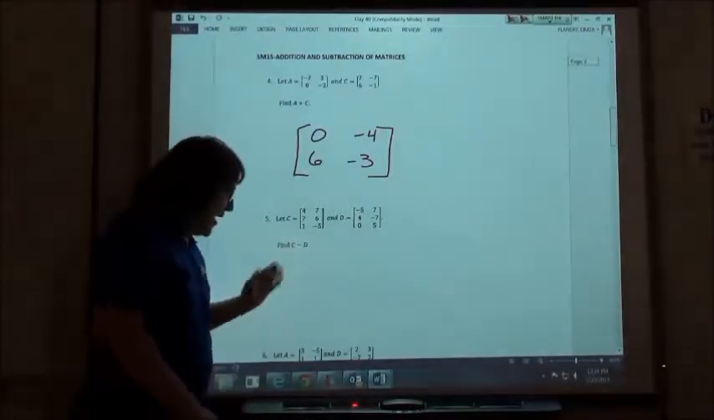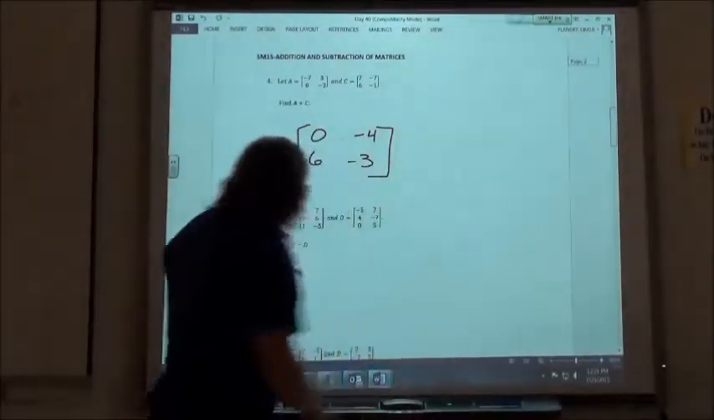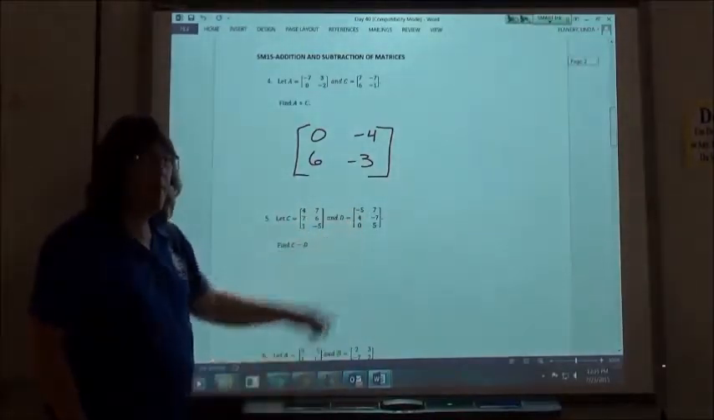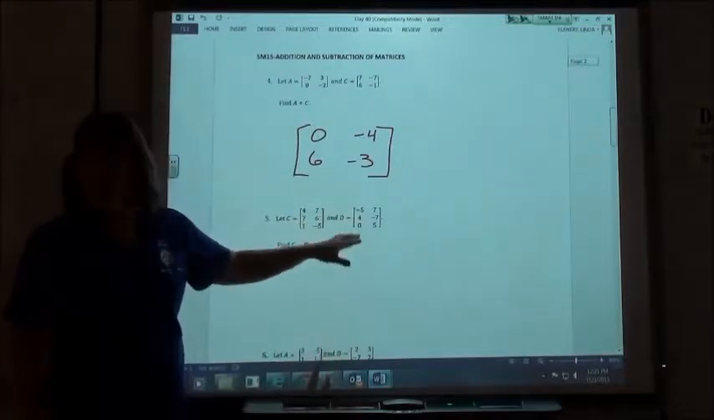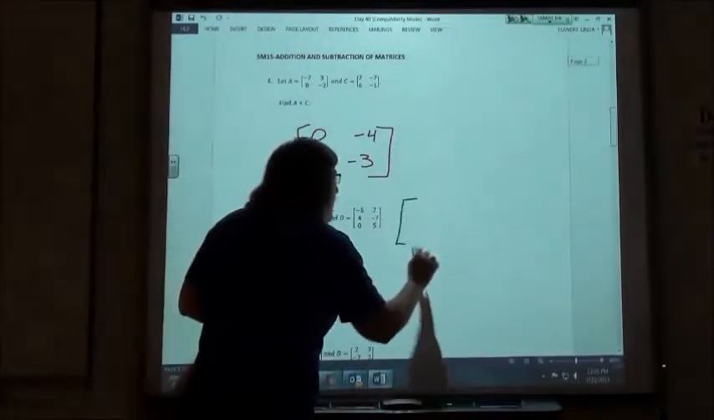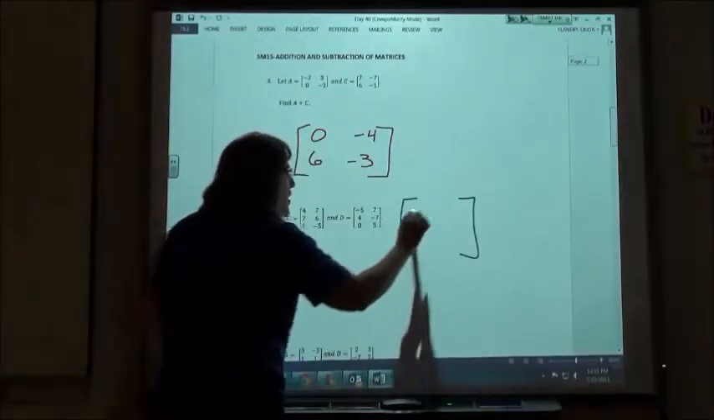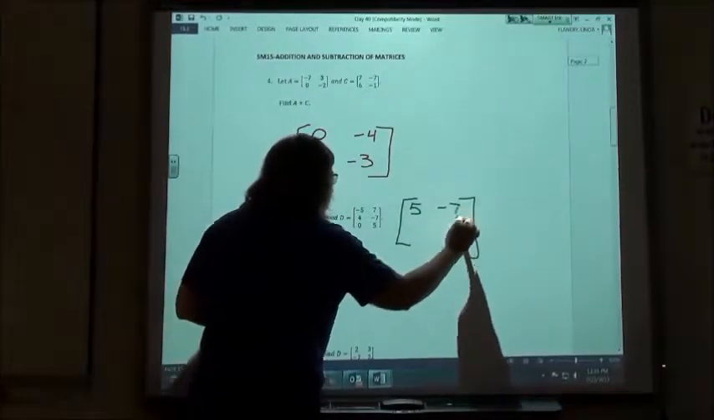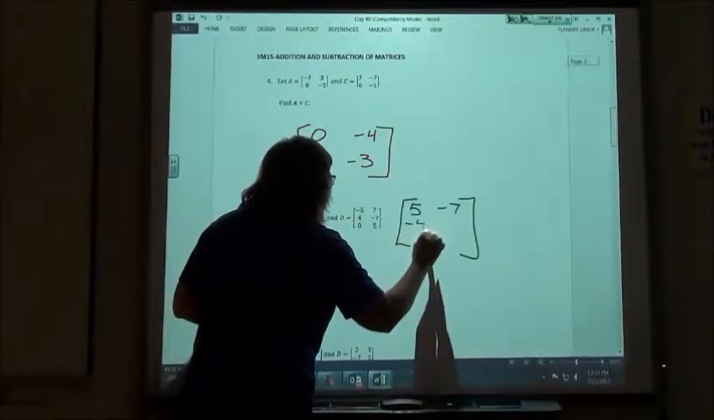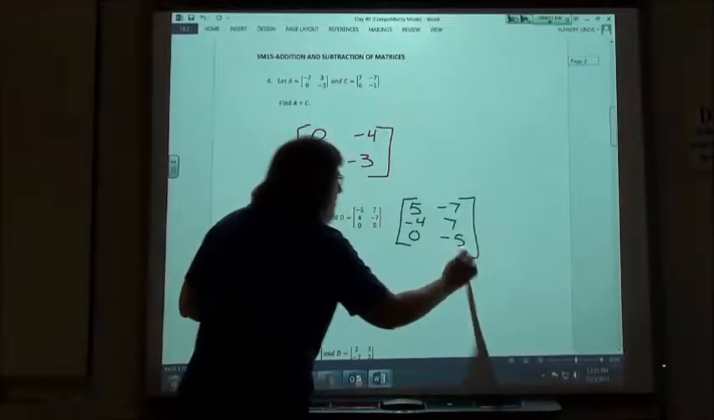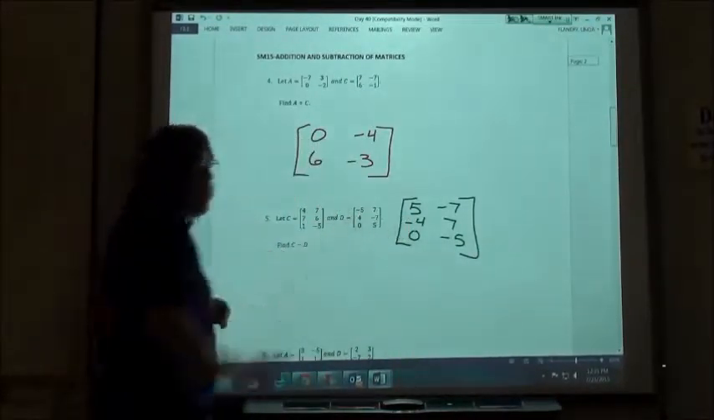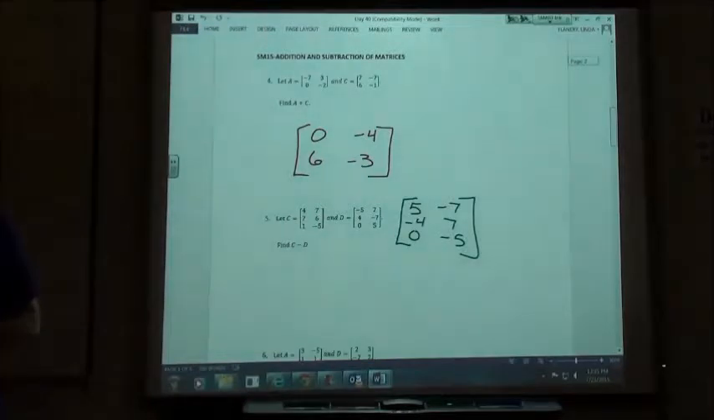When I'm subtracting my matrix, it's like I have to use the distributive property. So I'm subtracting the D matrix. I'm going to change all of my signs in there. And so this is going to be +5, -7, -4, +7, 0, and -5. And then I can go ahead and just add the ones in the like spots, right?